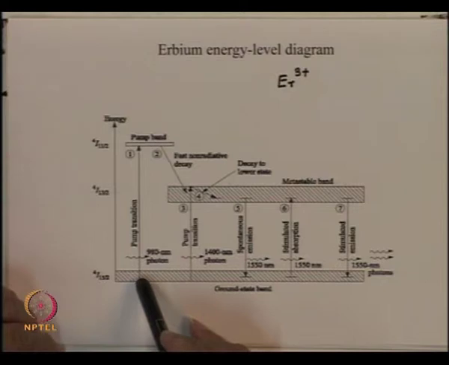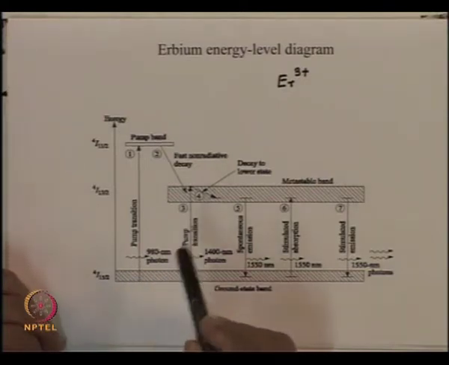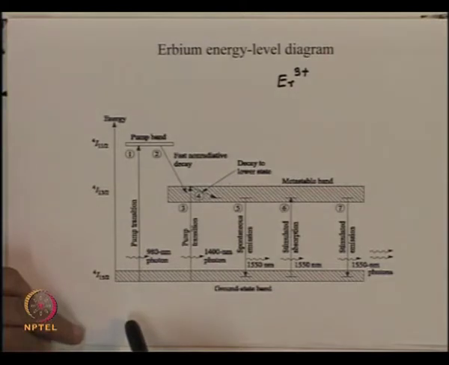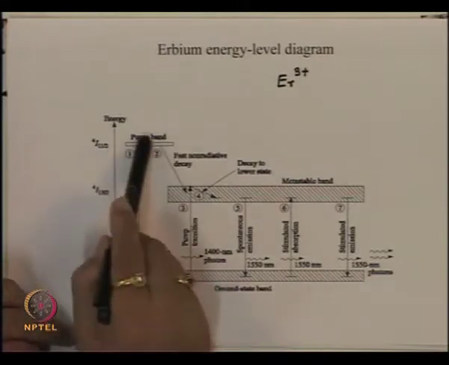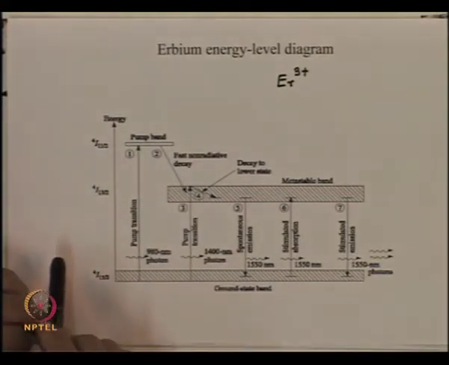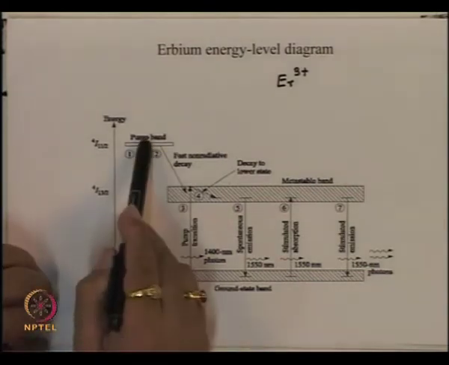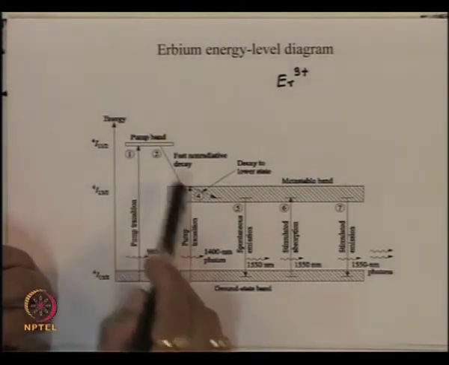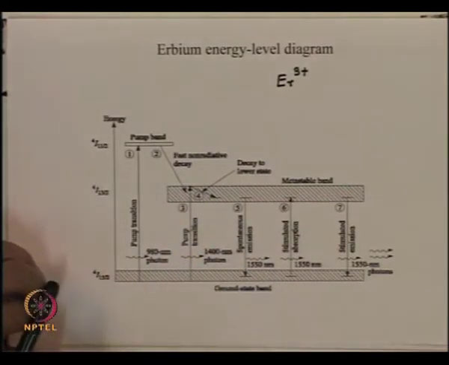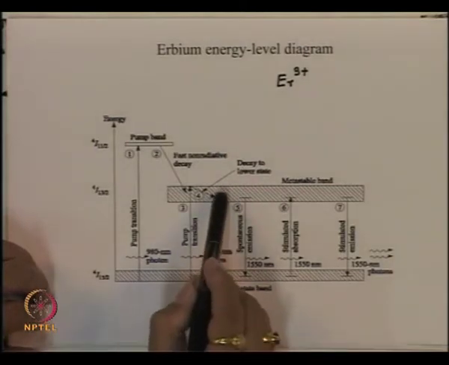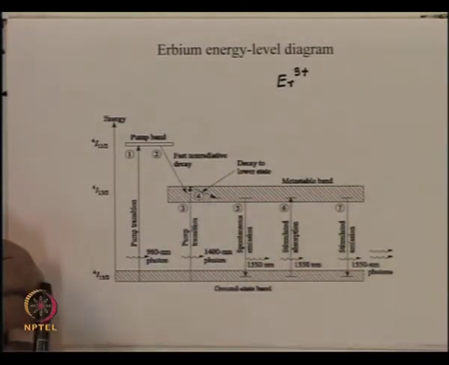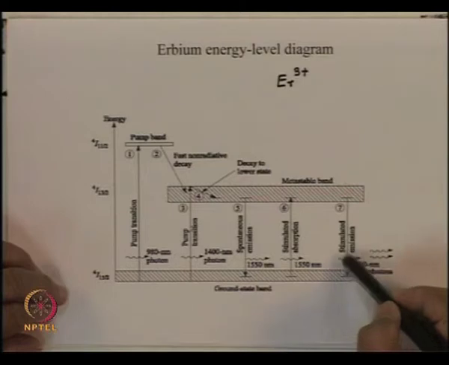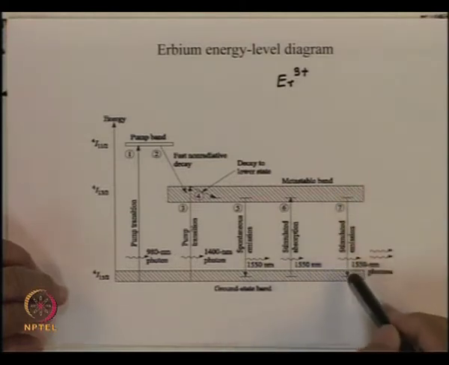One is we can pump this material with a 980 nanometer source. So it is excited to this level first. Then the lifetime from this to this is very small, of the order of about, let us say, a microsecond. So very quickly the material relaxes to the metastable level, which is this. Then within this level the system can relax to the lower energy levels which are more clustered here, and then the stimulated emission can take place between the lower end of this band to the ground state.